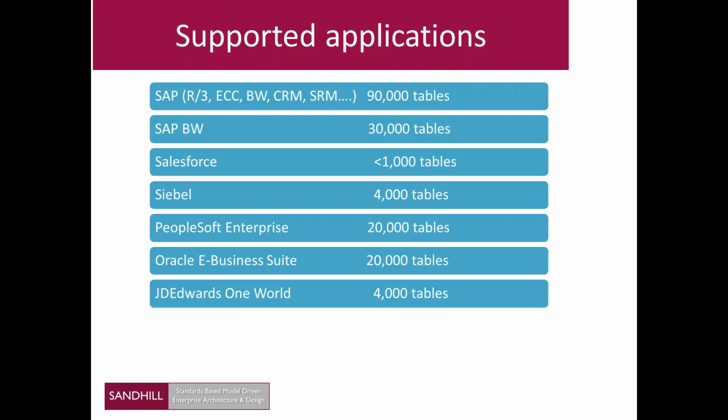20,000 table mark. So even if you've got something like Siebel, which is 4,000 tables, that might sound small compared with 90,000 tables, but trying to identify from that a set of tables and attributes and relationships which are relevant to whatever you're trying to do is not easy. It's not simple. And if you've got 90,000 tables and 500,000 attributes like you have in an SAP system, it's very difficult without having specialist knowledge.